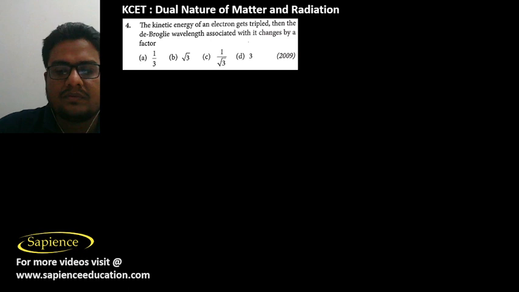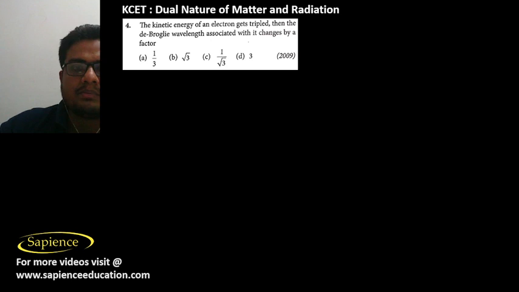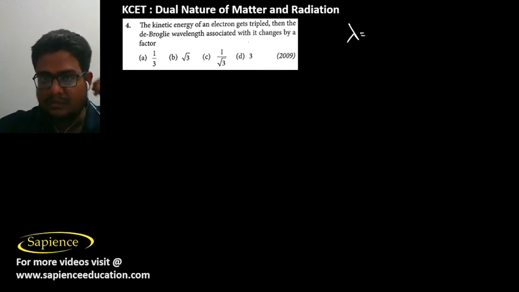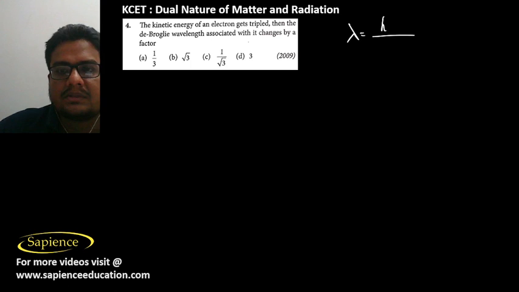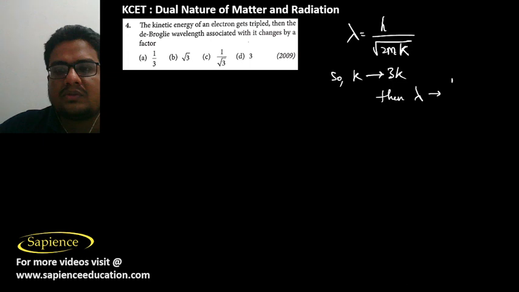The kinetic energy of an electron gets tripled, then the de Broglie wavelength associated with it changes by a factor. The de Broglie wavelength of an electron is given as h by square root of 2m into K, where m is the mass of the electron and K is the kinetic energy of the electron. So now if the kinetic energy increases to 3 times, then the wavelength also will change to 1 by root 3 times of the wavelength.